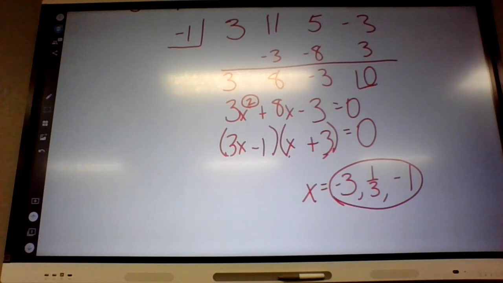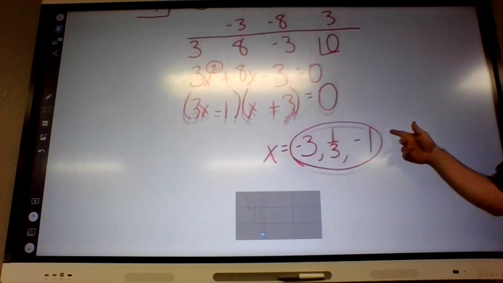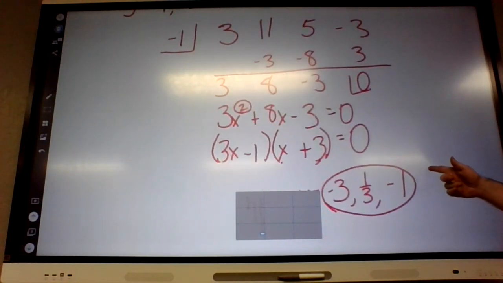And you could check your answers. You could put them into the original thing and make sure it works. That'd be a lot of work, but. Okay, are we good on that one?